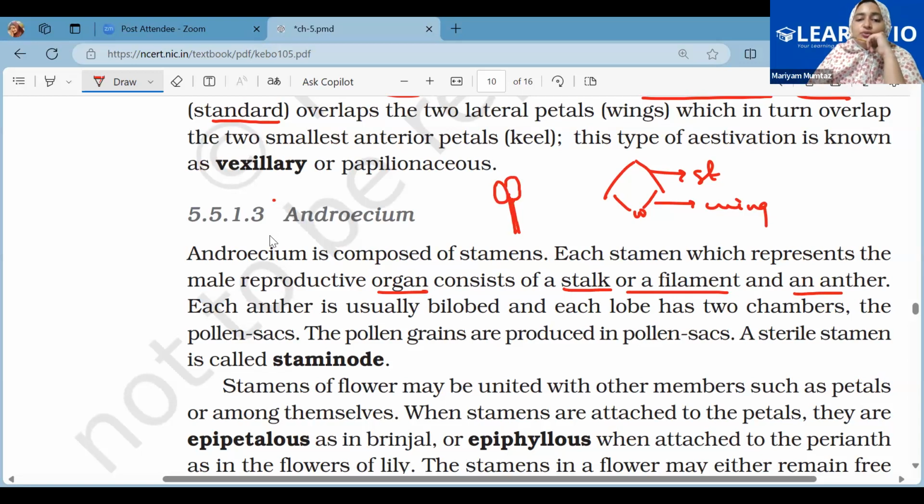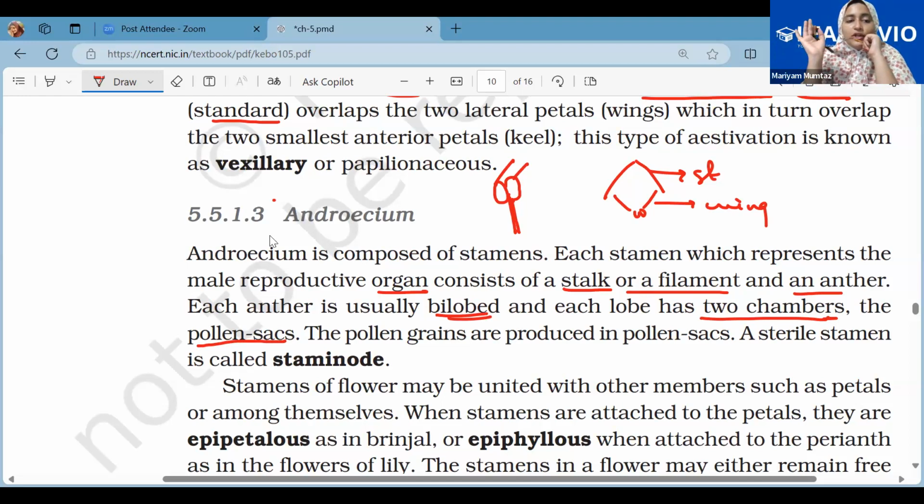Now, the anther is usually bilobed. Bilobed means two lobes are present, as you can see in the picture, 1, 2. And each lobe has two chambers. All in all, how many chambers will be there? Four chambers in total. These chambers inside the anther are known as pollen sacs, where pollen grains are made.